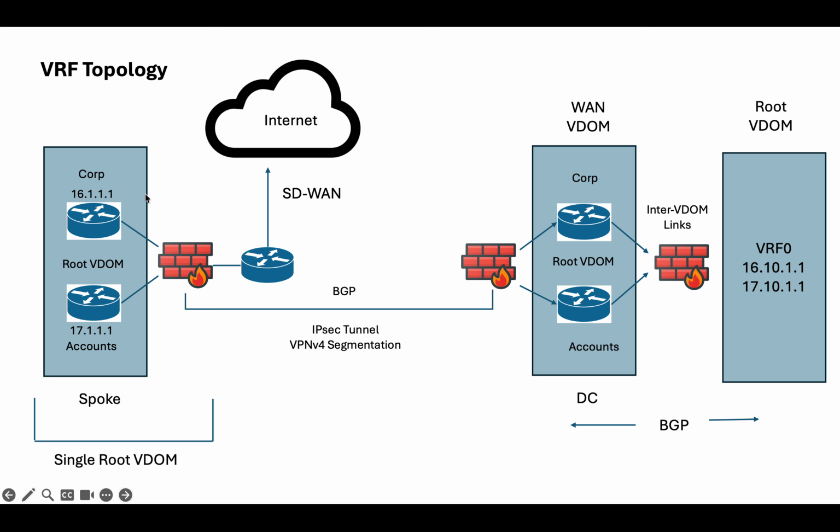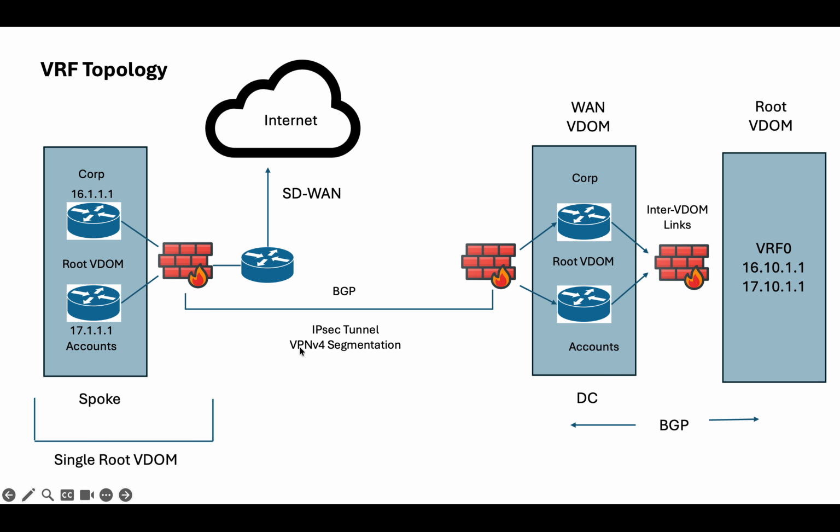if you didn't, what I had is a root VDOM with some VRFs, micro-segmenting two business entities, and then that root VDOM went to a WAN VDOM via inter-VDOM links, and then that WAN VDOM had access to the outside world. Now, between the spoke and the hub, we're running an IPsec tunnel, and that IPsec tunnel terminated in the WAN VDOM.